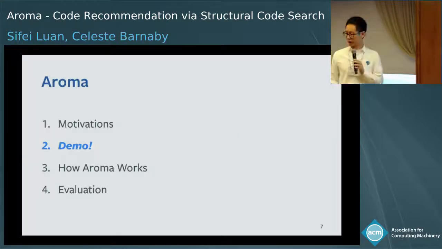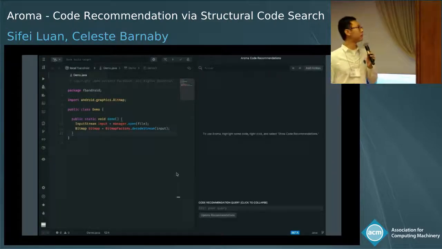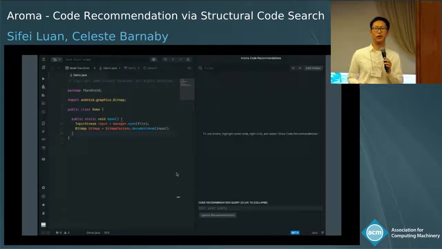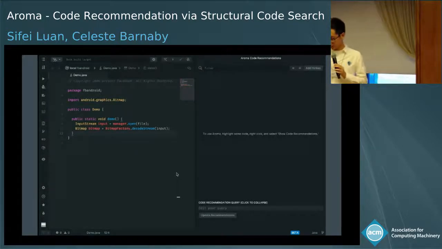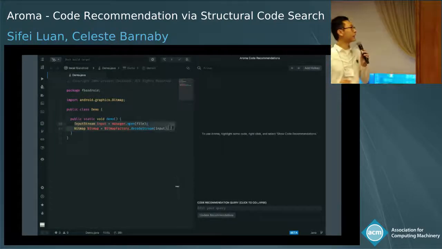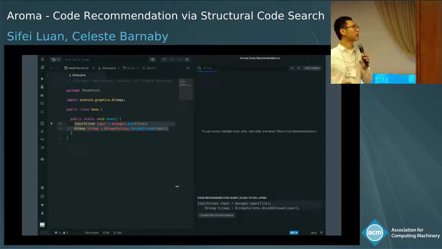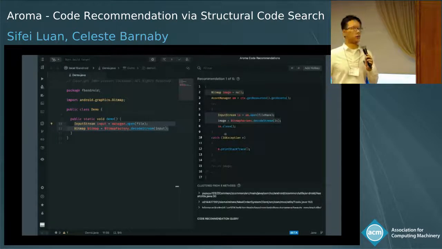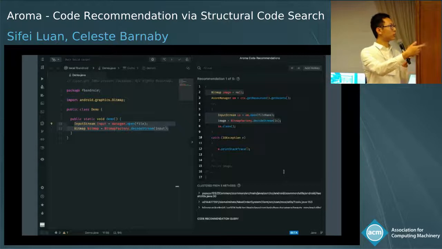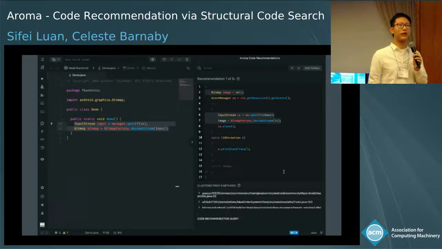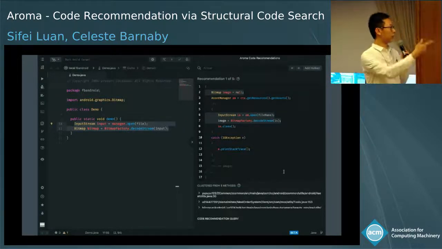Now let's see a quick demo of Aroma using the same bitmap loading example that we saw before. I know it might be a little small, but we will show the contents of the screen in the later slides. So let's go back to the developer. Let me play this. Let's say you write this line of code and you now want to ask, what else can I do? Well, you just hit a hotkey, and then immediately you start seeing a stream of code recommendations on the right-hand side, popping up with the code that you just wrote.